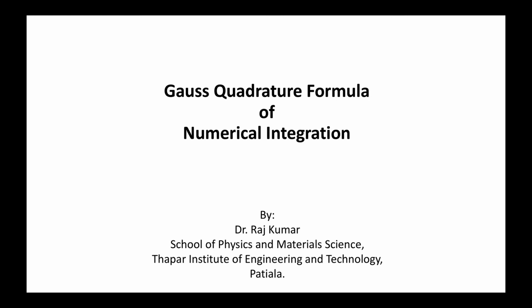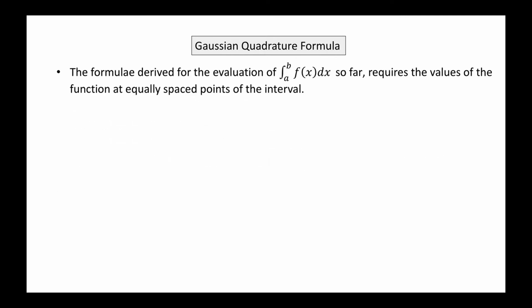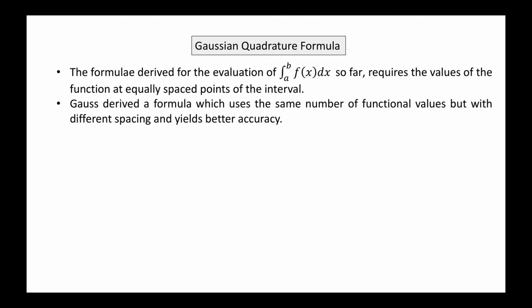Hi, welcome everyone. In this video, we'll discuss the Gauss quadrature formula for numerical integration. To begin with, the formulae derived so far for the evaluation of the definite integral from limits a to b f(x) dx require the value of the function at equally spaced points of the interval. That means the step size is the same. Gauss derived a formula which uses the same number of functional values but with different spacing and yields better accuracy. So it means the step size may vary.